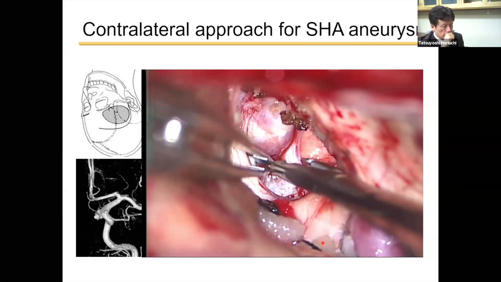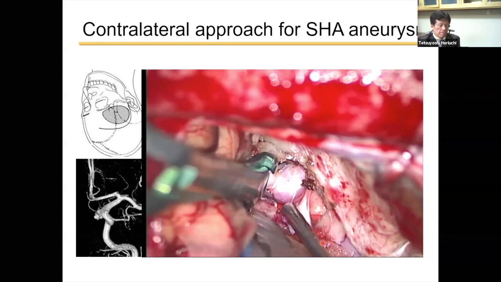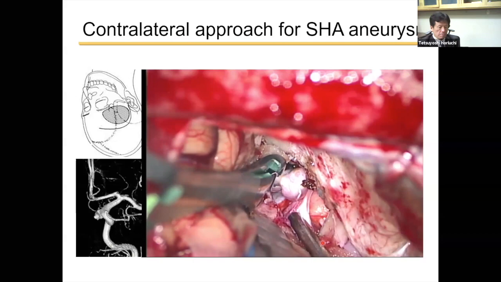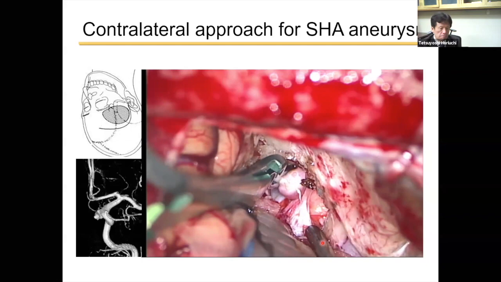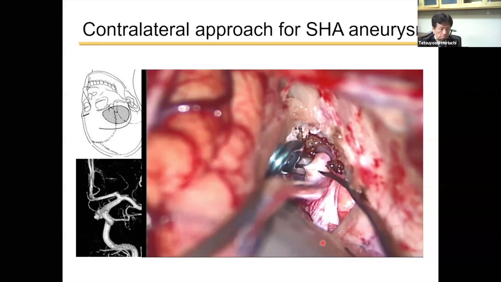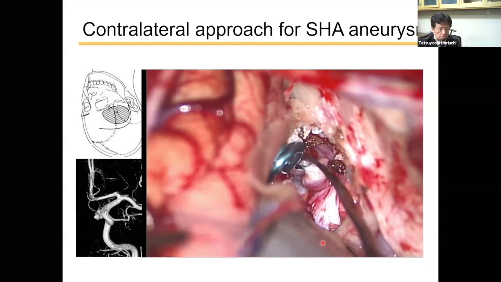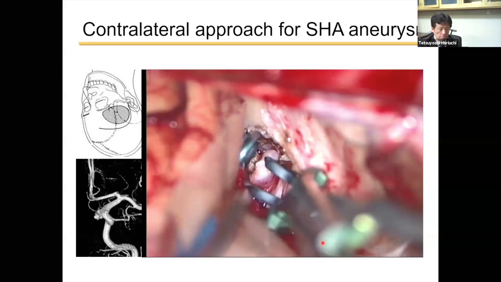VEP did not change under temporary occlusion of the SHA. So the SHA can be sacrificed. So the clip is applied. The SHA is also obliterated. The tip of the clip blade is confirmed to occlude the aneurysm. A second clip is used for reinforcement.